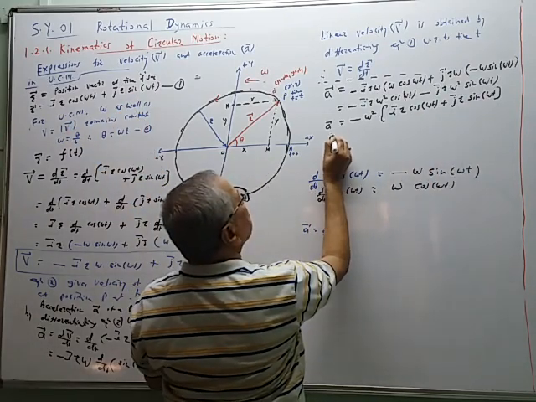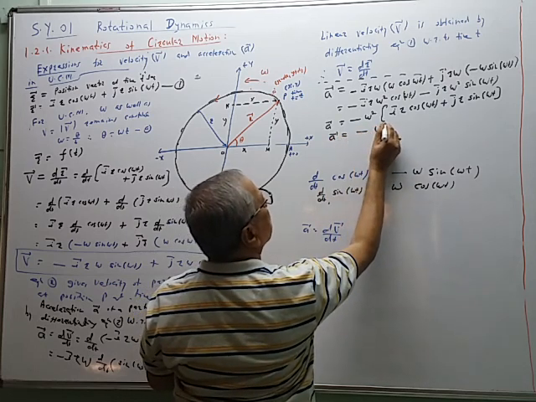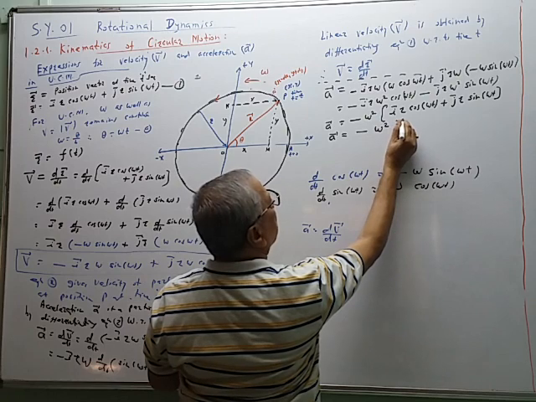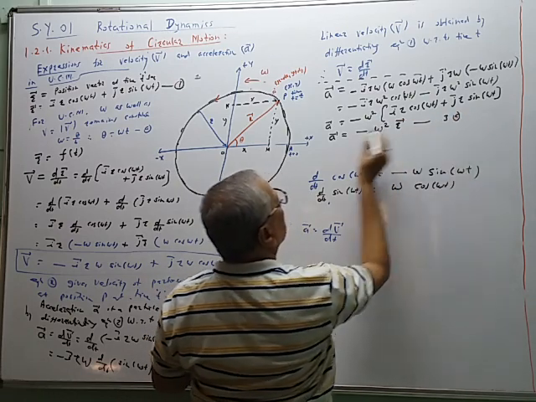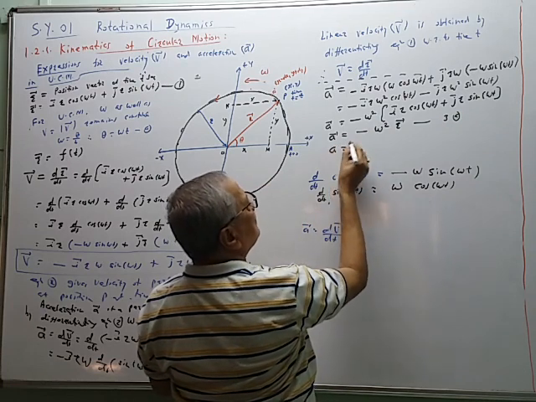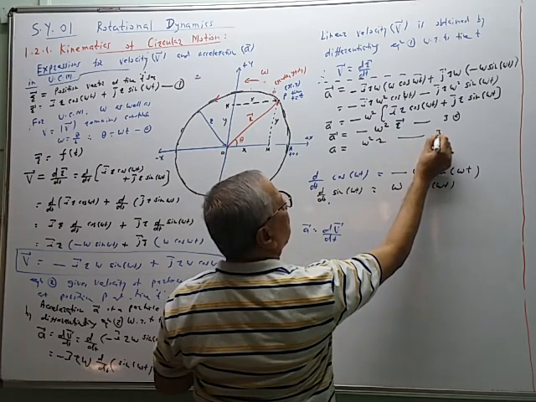So acceleration a is equal to minus omega square into position vector r. This is equation 3a. फक्त मॅग्निट्यूड पाहिजे असेल तर ॲरोची गरज नाही. a इज इक्वल टू omega square r, equation 3b.